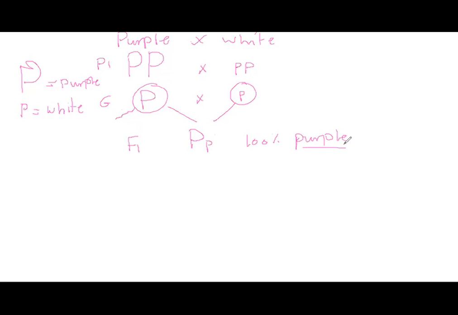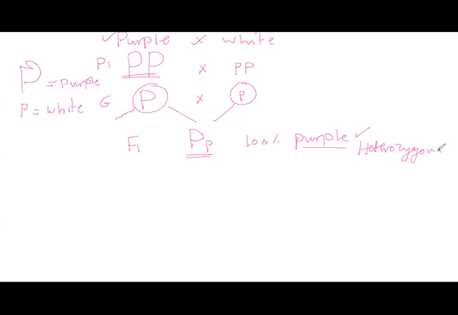So my question: does this purple differ from that purple? What are they different in? This one is homozygous, the two alleles are similar, while this one is heterozygous. It has one allele dominant and the other one recessive. So this one is heterozygous.